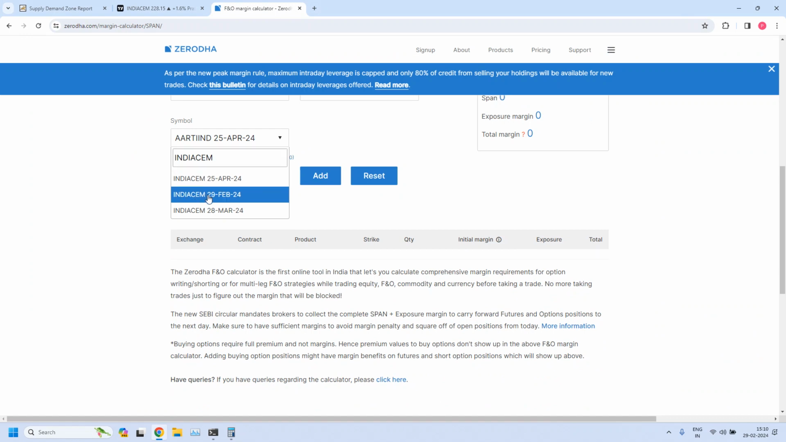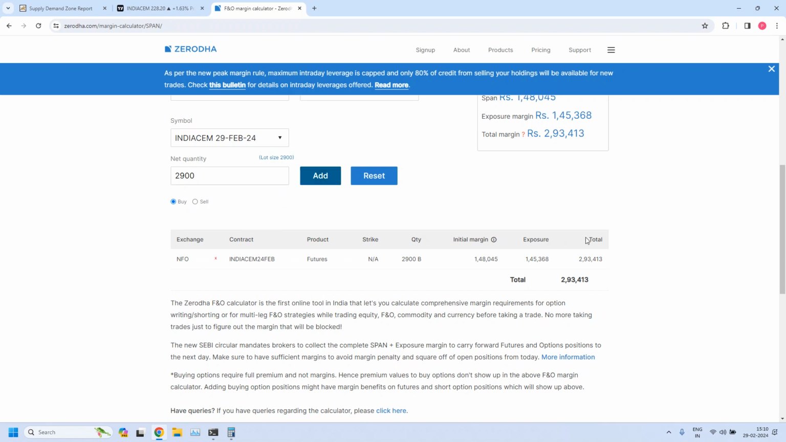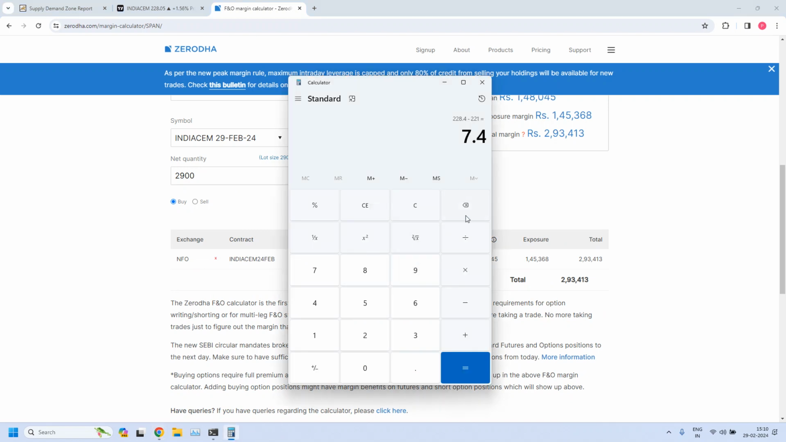Already we have this, right? Okay. 7.4 into 2,900. You got 21,460 rupees profit in India Cement. Let me note down. India Cement, 21,460 rupees profit. These are the approximate values I'm calculating.